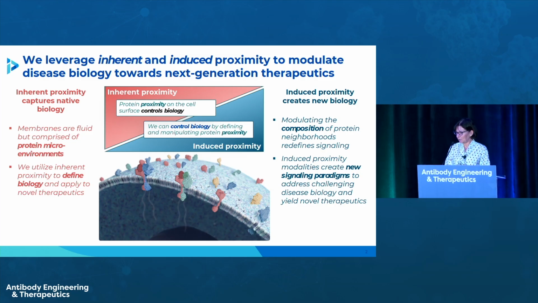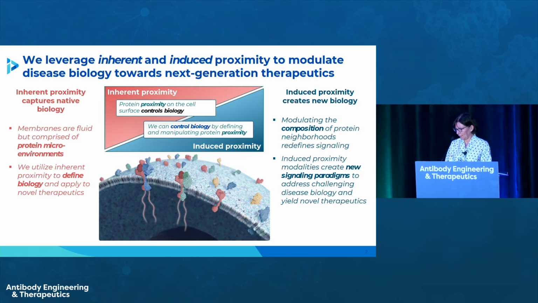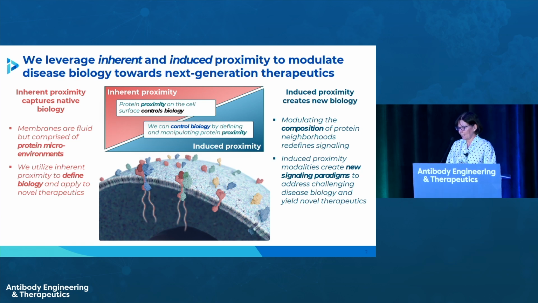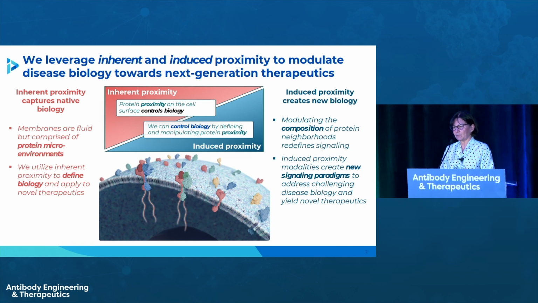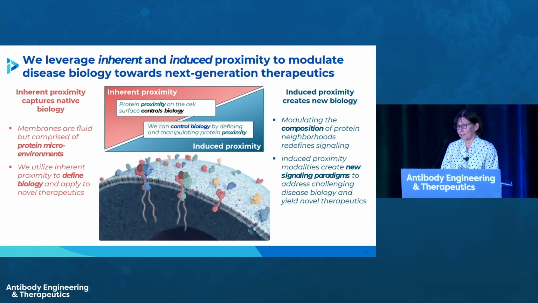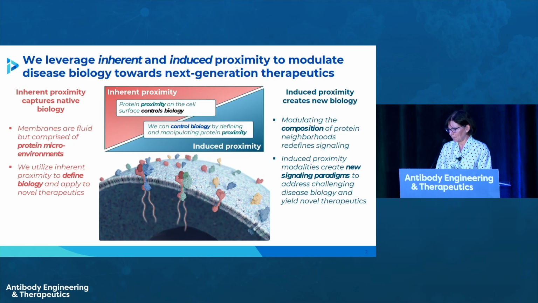Inherent proximity is really referring to proteins that reside in similar protein neighborhoods or microenvironments. And although membranes are very fluid and proteins move in and out and are very dynamic, there still are these protein neighborhoods, particularly in things like lipid rafts, and we believe strongly that these areas constitute a lot of shared biology as well. We also think about induced proximity, and there it's really modulating the composition of reagents to drive novel biology and signaling in those cases.